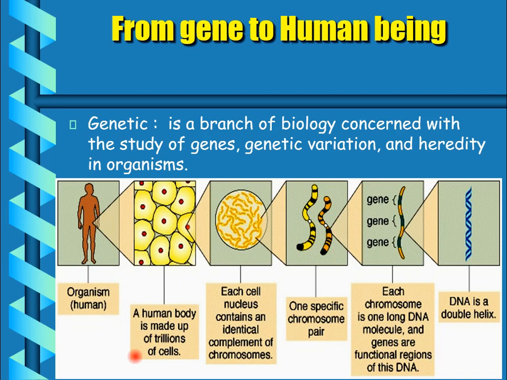The human body consists of many organs. Each tissue is made up of trillions of cells, and each cell consists of cytoplasm and the nucleus, and the nucleus contains an identical complement of chromosomes. Each specific chromosome is one long DNA molecule, and DNA is a double helix, as you know.